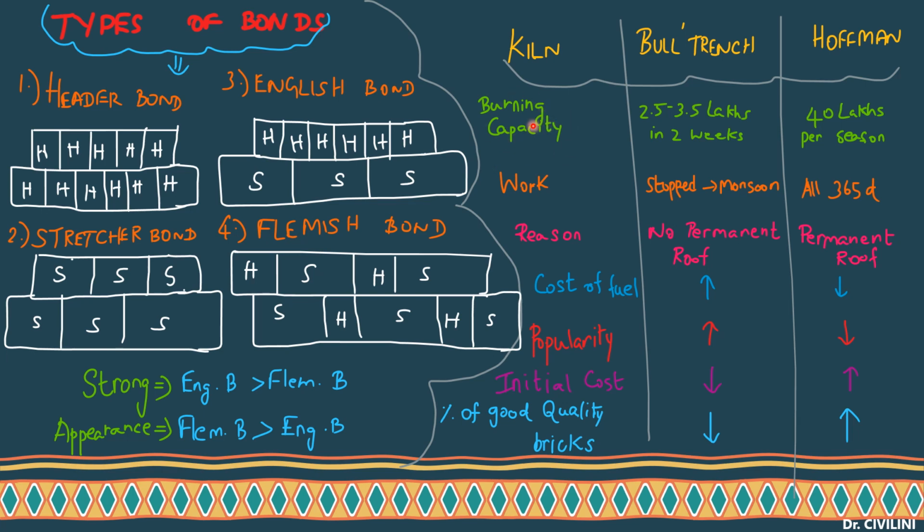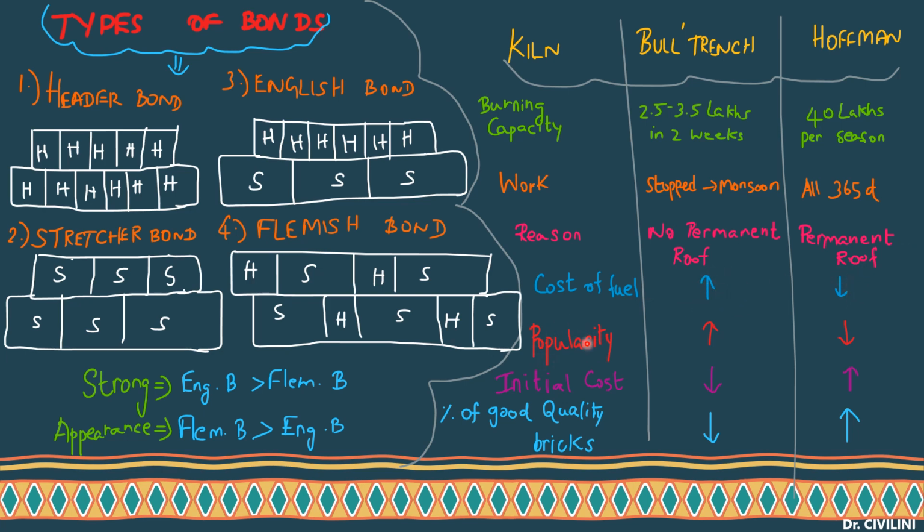Here, burning capacity is the first parameter. You can burn 2.5 to 3.5 lakh bricks in 2 weeks. Here it goes up to 40 lakhs per season. And you have to stop the work in the monsoon season as you do not have any roof over it. But in case of Hoffman, you can use it all 365 days because you have a permanent roof over your kiln. So if it rains also, you can do your brick production. And cost of fuel increases here but it decreases in a Hoffman.